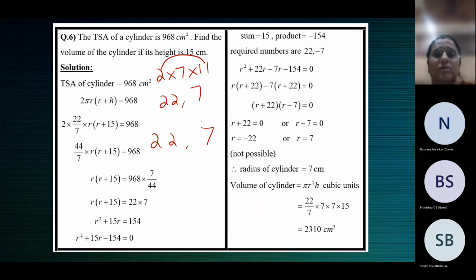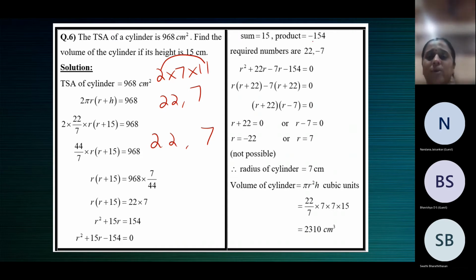So first is to find the two numbers, then to fix the signs. 22 can be plus 22 or minus 22. 7 can be plus 7 or minus 7. That's all. You have 22, that means it's already plus 22, but maybe it can be minus 22. 7 is already plus 7, it can be minus 7. So that's what you should check. What signs to fix is the next step.